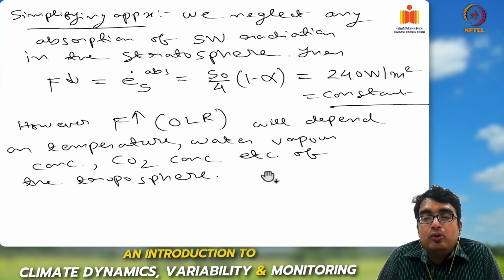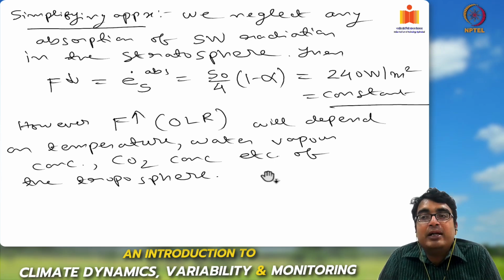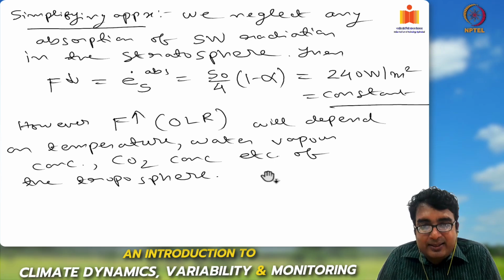However, the outgoing long-wave radiation will depend on the temperature of this climate system, because it's a radiation, so sigma T to the power 4 kind of a dependence is there, as well as the concentration of the greenhouse gases like water vapor, CO2, etc. in the troposphere will impact the net outgoing long wave radiation.